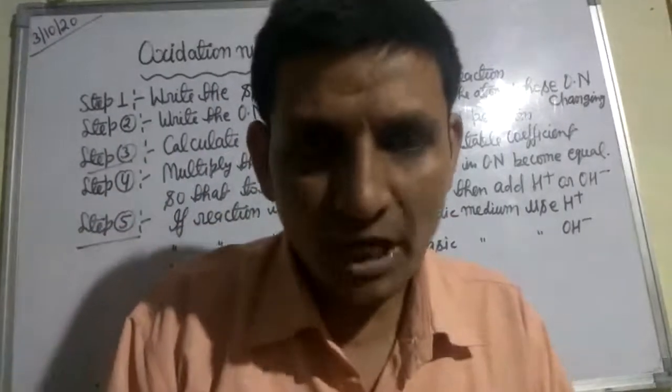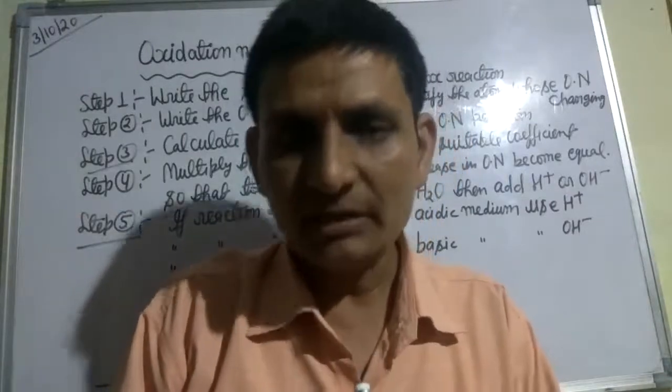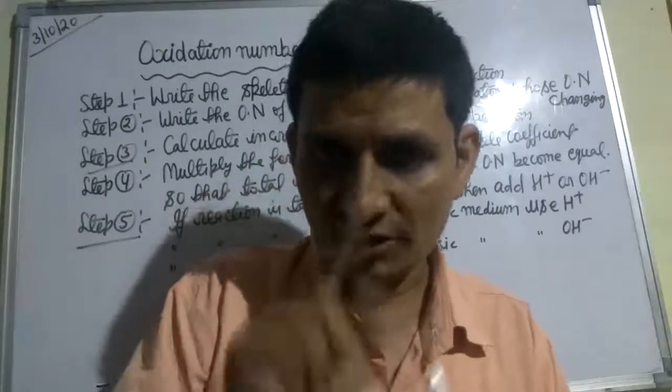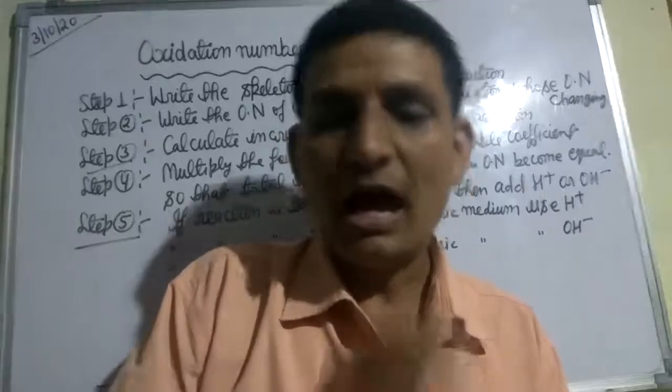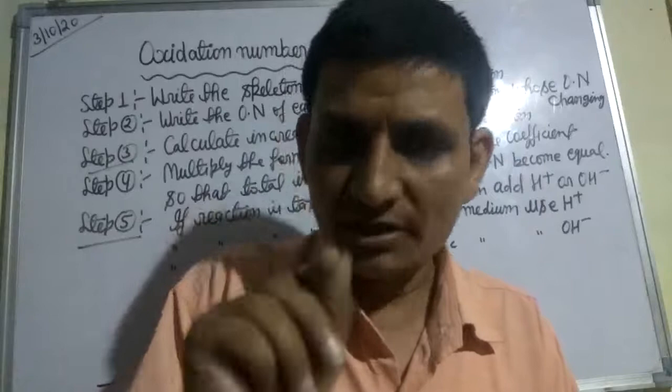Student, in this video I am telling you redox reactions can be balanced by two methods, oxidation number method and half reaction method. In this video I will tell you the oxidation number method.